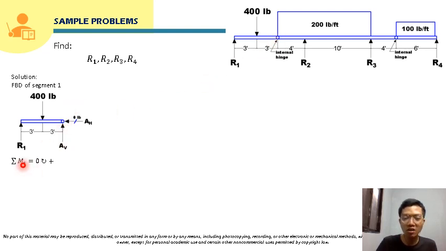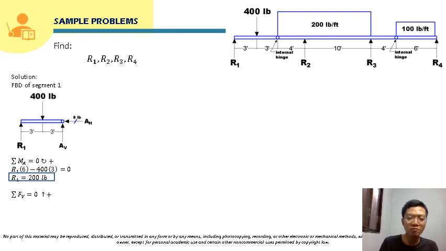Taking moment here at A, we can solve for R1. Solving for moment at A, that will just be R1 times 6 minus 400 times 3, and that will be equal to 0. AV will just be cancelled since we take moment here at A, so we can directly solve for R1. R1 will just be equal to 200 pounds. So we can already box that.